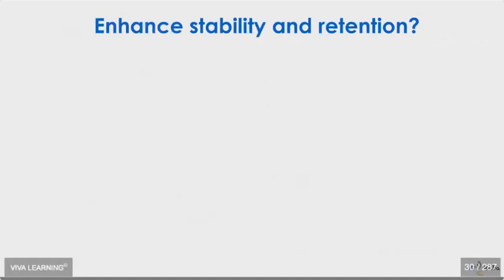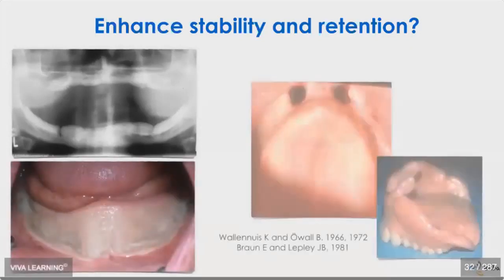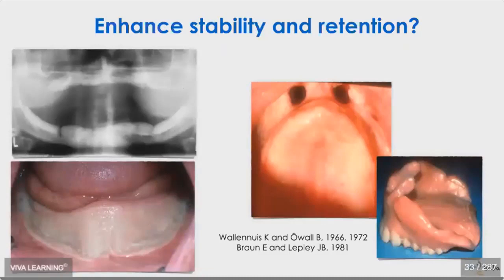So what has been done to enhance stability and retention? Through the years, people have tried different techniques. One of them was bone grafting and skin grafts. And some other people have tried to use prong dentures where in the anterior area of the denture, 2 little fingers made of plastic were introduced into 2 little notches that were created in the vestibule under the nose. And these little plastic prongs would go into these notches to create some retention.